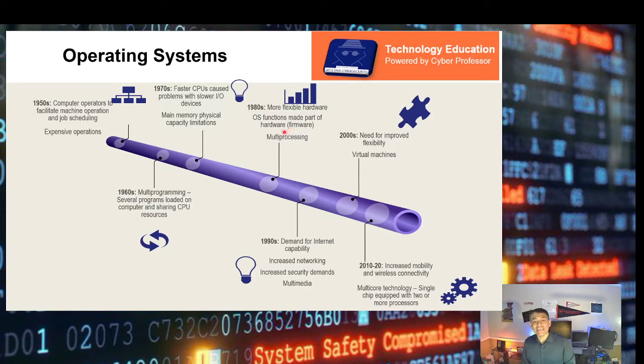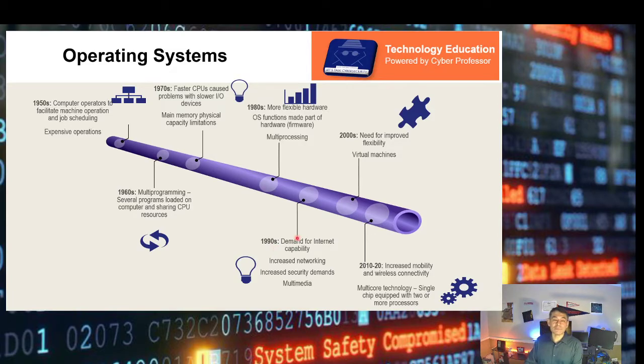In the 1980s, on the other hand, more flexible hardware became available. The OS functions were made part of the hardware, and that became the firmware. Another characteristic of the 1980s, as far as the computers in use in those days, was multiprocessing.